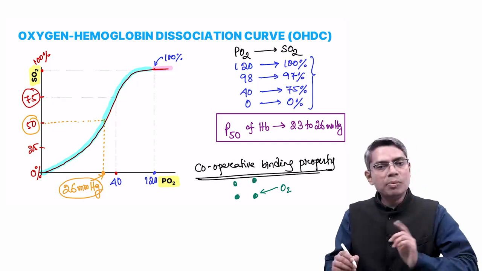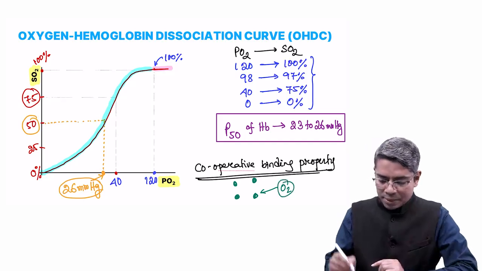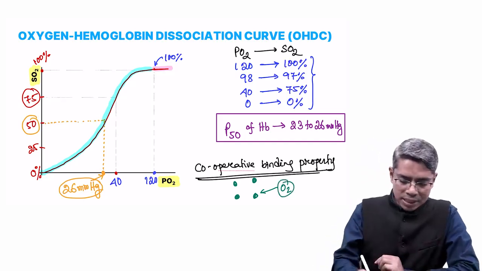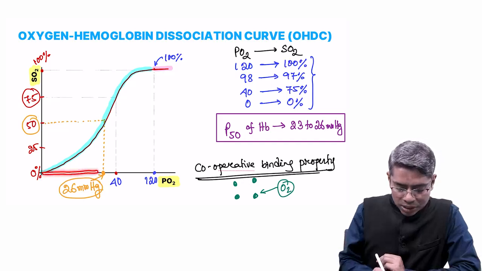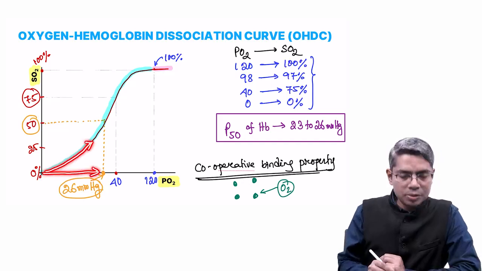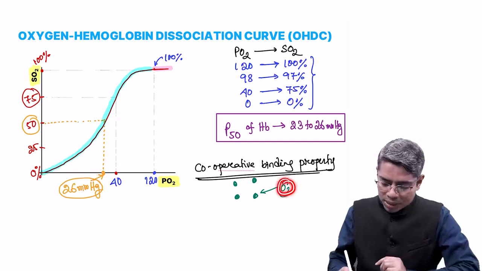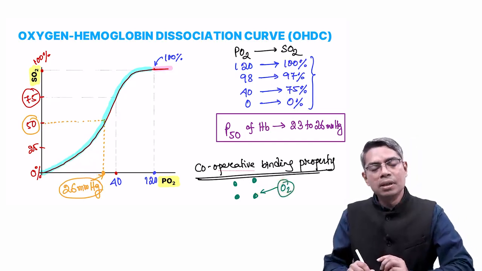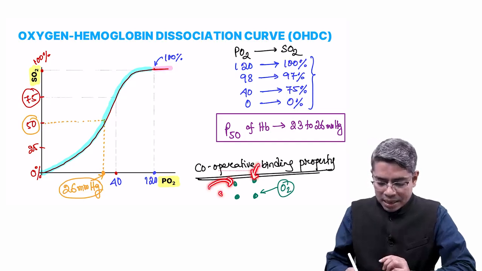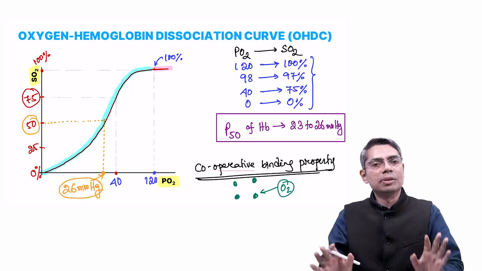Okay, so the first molecule of oxygen entering the hemoglobin is very difficult. That's why initially a huge partial pressure is required for a little amount of saturation. But whenever one oxygen enters the hemoglobin, the remaining oxygen can easily enter. So what is the meaning?